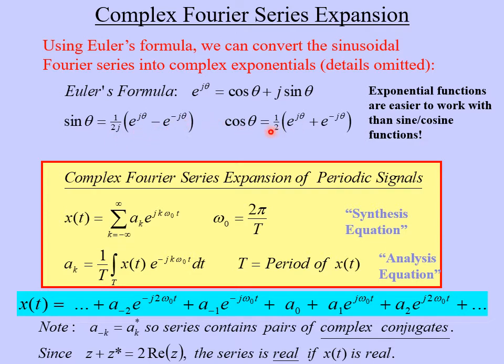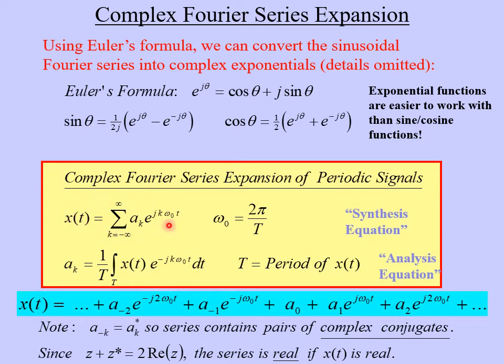And likewise, there is an expression here for cosine of theta. So we can basically take these forms here and plug them into the previous slide, into the Fourier series representation. And after doing a little work, I'm not showing the details here, it's shown in the textbook if you're curious, we come up with this form down here, which is mathematically more simple.